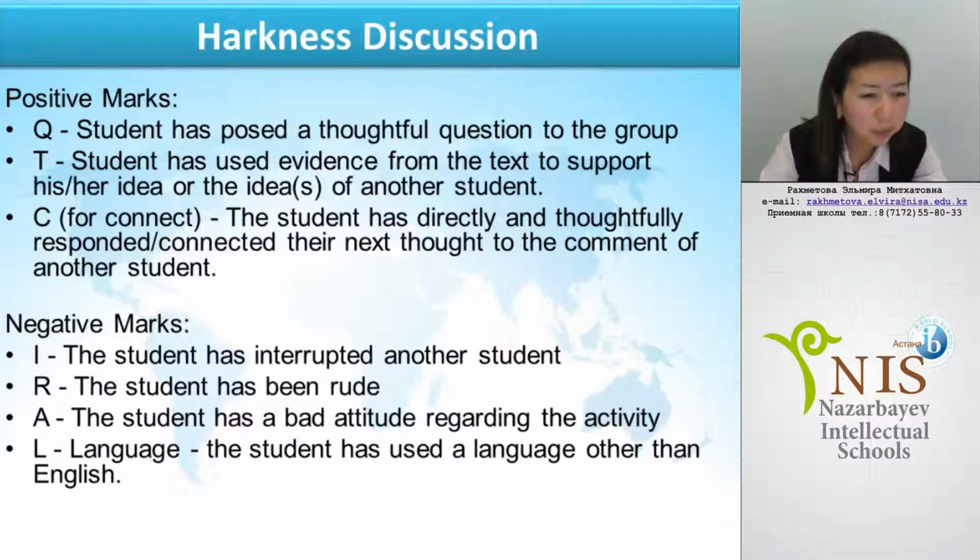And also we have negative marks here. I is for interruption, they shouldn't interrupt each other. R is for rude attitude to each other. A is for bad attitude regarding the activity, and L is for language. So students shouldn't use other language than English. That will affect their marks.